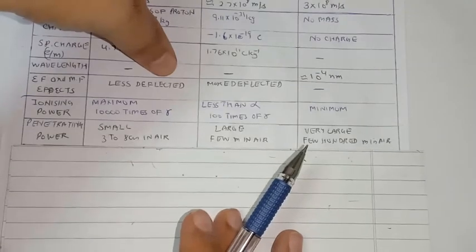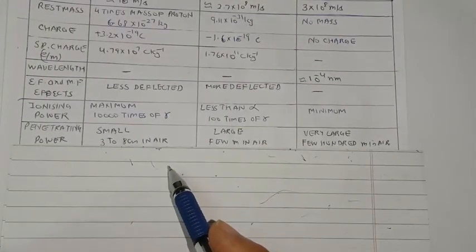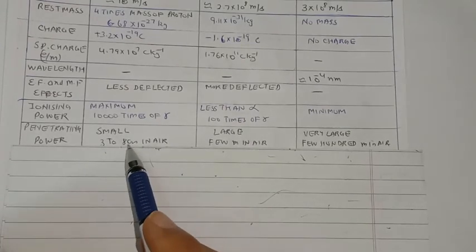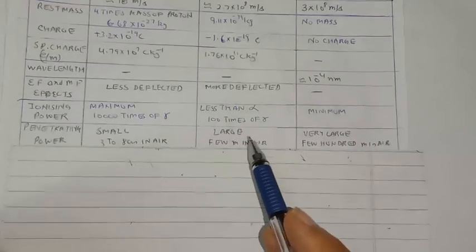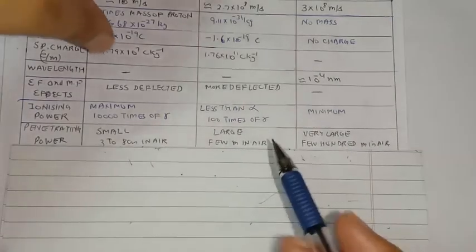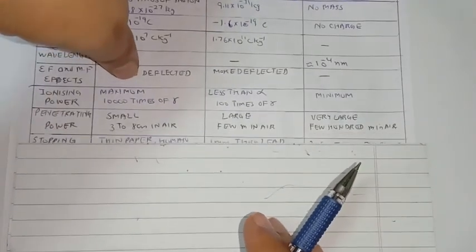Penetrating power. How much distance can these radiations travel through air? It is called penetrating power. For alpha radiation it is very small, 3 to 8 centimeter in air. Beta particles a bit larger, a few meters in air, but very large for gamma radiation. They can travel a few hundred meters in the air.